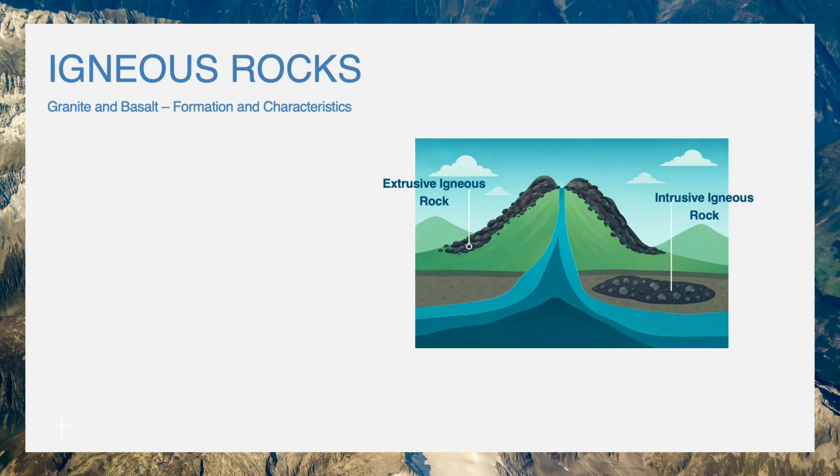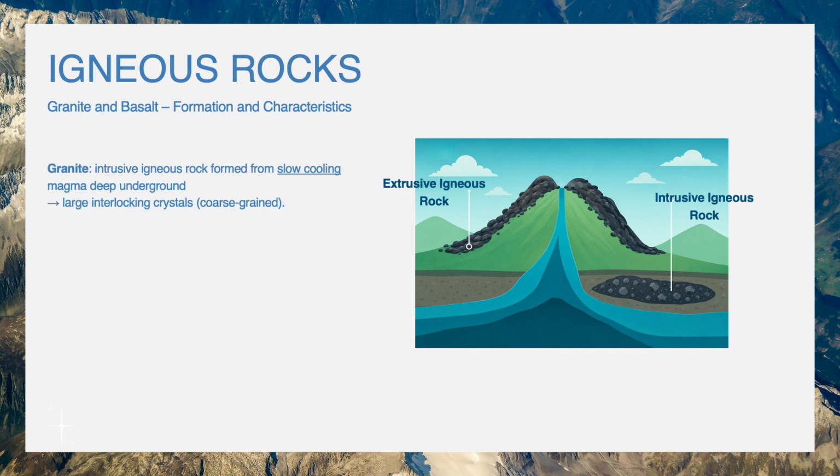For this syllabus, the igneous rocks you need to know are granite and basalt. Igneous rock forms when molten rock cools and becomes solid. The cooling speed is what affects the size of the crystals. Granite is an intrusive igneous rock. Intrusive means it forms inside the earth. Magma cools slowly underground, so the crystals have a very long time to grow. This forms large interlocking crystals, so granite is coarse-grained.